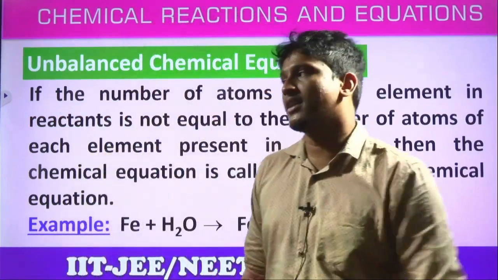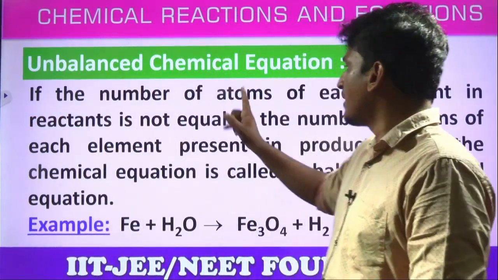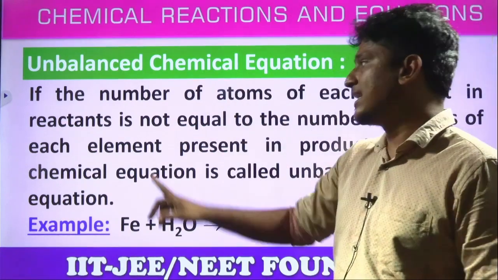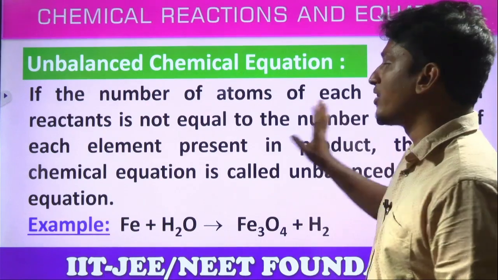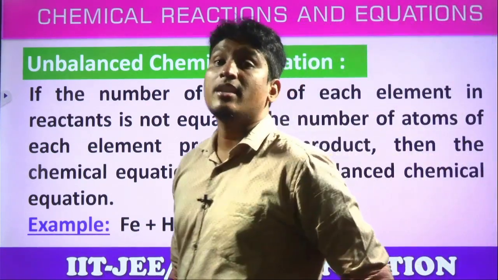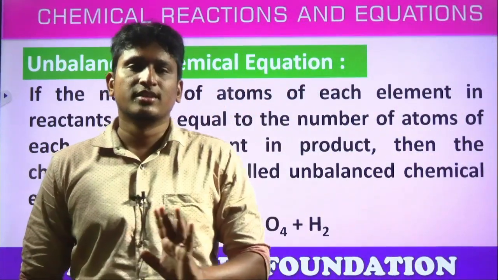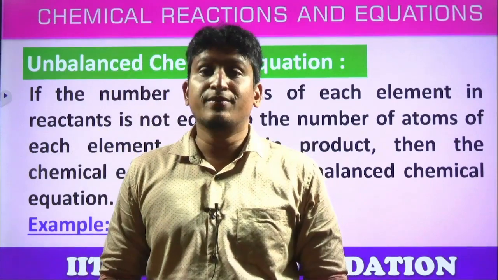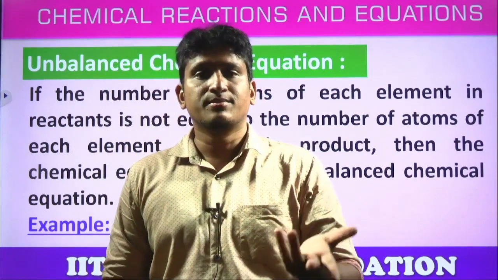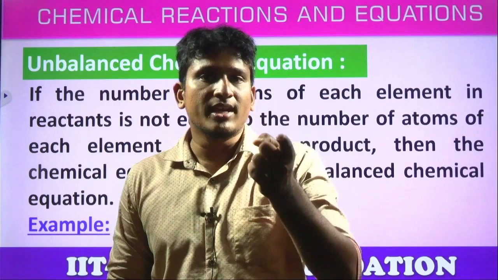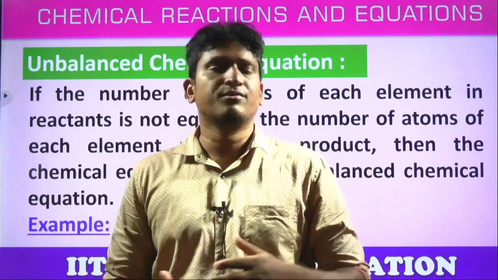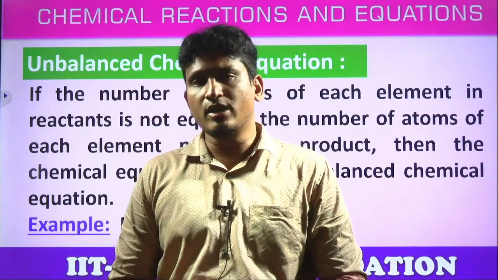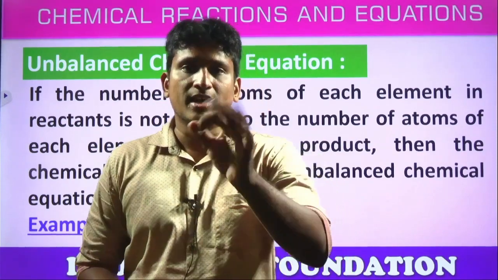Now what is unbalanced? If the number of atoms of each element on the reactant side is not equal to the number of atoms of each element present in the product, then the chemical reaction is called an unbalanced equation. Same, opposite. If it is equal, balanced. If it is not equal, unbalanced. But what I am saying, every time the reaction is always balanced only. Sir, if every time it is balanced, then why are we writing unbalanced equations? Why are we getting unbalanced equations? The answer is very simple.